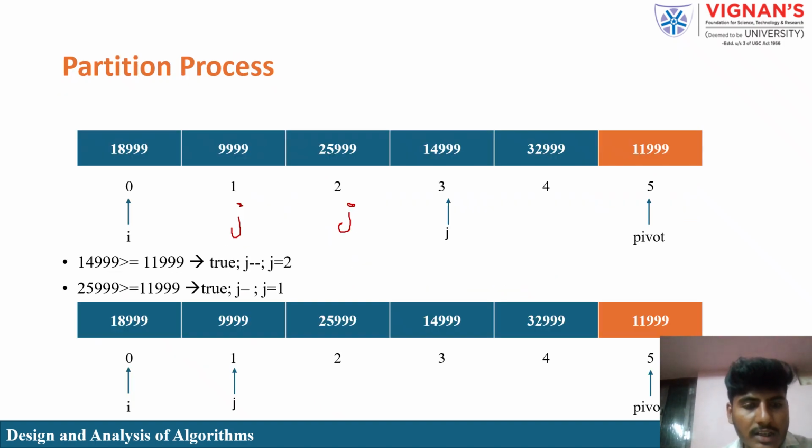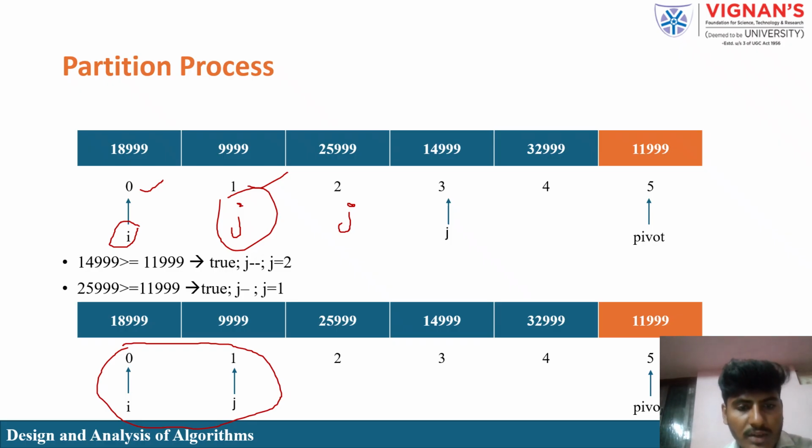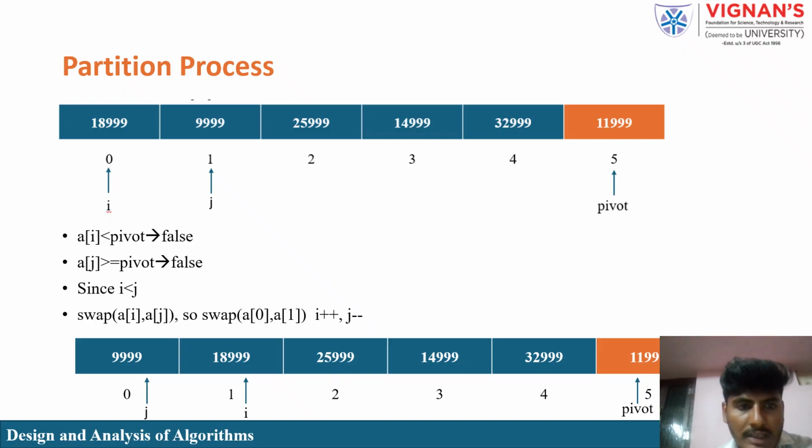After successfully completing the ith pointer loop and jth pointer loop, the ith pointer is at 0th index and the jth pointer is at 1 index. So this is the final ith pointer and jth pointer after successfully completing the loops. Then check ith index and jth index. Ith index is at 0th position and jth index is at first position.